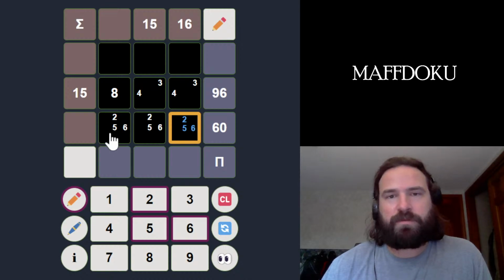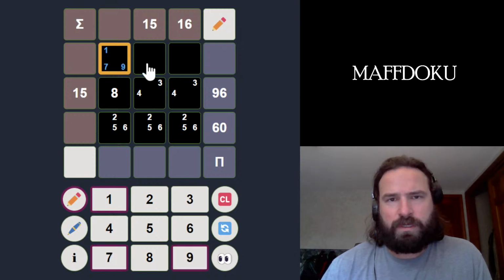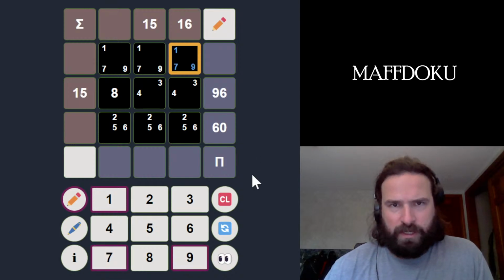Which means that these are the factors down here, which means that these numbers are coming from 1, 7, and 9. Now we just have to use our sum clues to figure out how this is going to work out. I feel like there's probably one of these two clues. There must be only one way to do it.